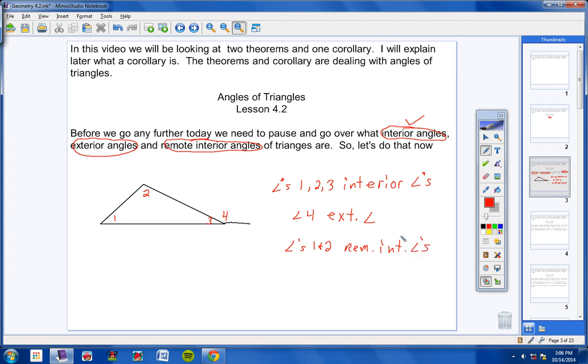Now we're going to use this information today on the very last theorem we look at, so please don't forget this. Interior angles, angles on the inside. Exterior angle, the angle on the outside. Remote interior angles are the two angles that are not beside your exterior angle. Okay? Okay, moving on. Here we go.